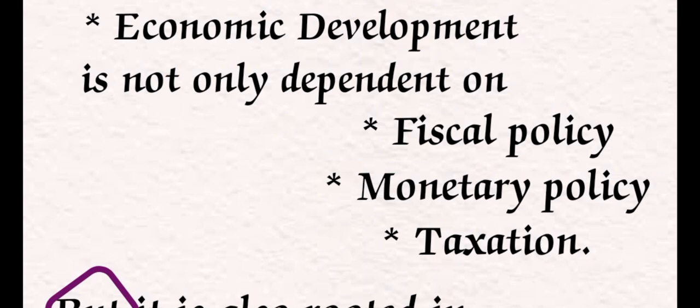Next, taxation. Mostly the revenue comes from the taxes of the people. The people are always paying taxes to the government, so the entire revenue depends on taxation. So economic development is not only dependent on fiscal policy, meaning how the government is spending money on different types of work, and monetary policy, meaning the RBI, and taxation, meaning we are paying taxes to the government for development, right? It means by using the taxes only, the government is spending money on different types of public works.